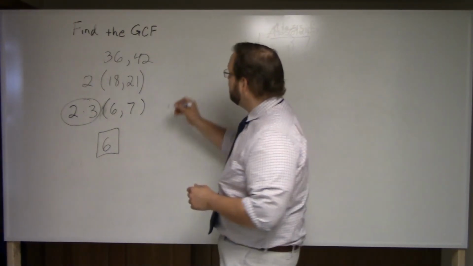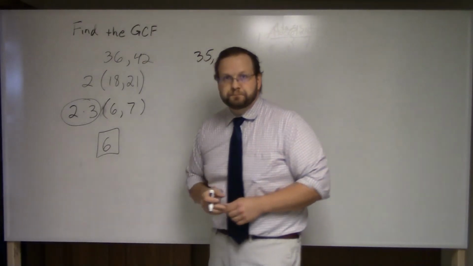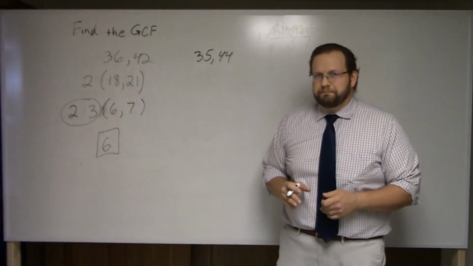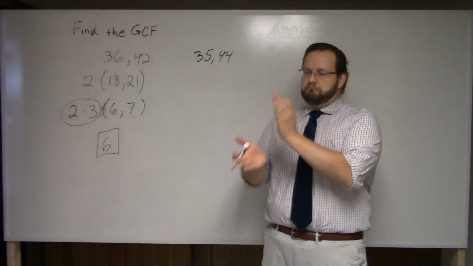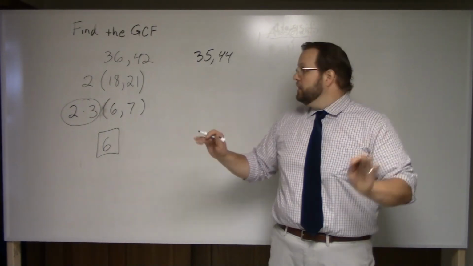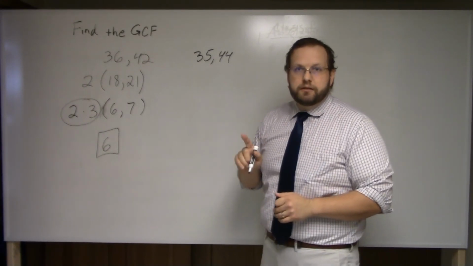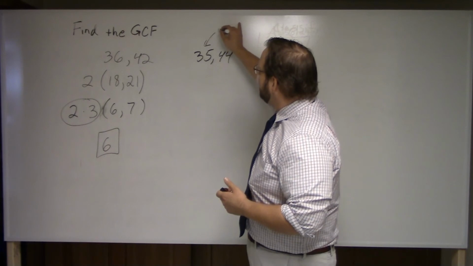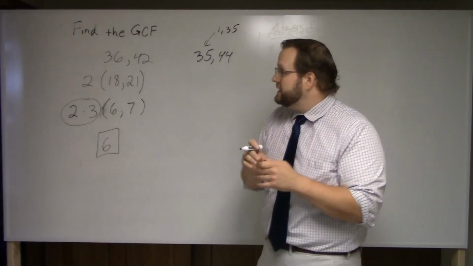Let's look at 35 and 44. Okay? Now, if you're looking at that and you're kind of stuck, I want you to make sure that you have covered all your bases before you just say, okay, there's nothing there. Pick one of these numbers and list all the factors that it has. So let's say we go with 35. 35 would be 1 times 35. Okay, again, a factor pair idea.